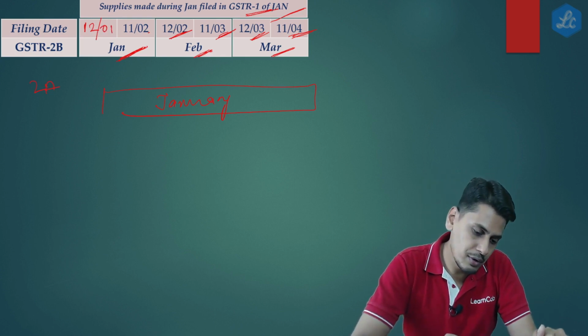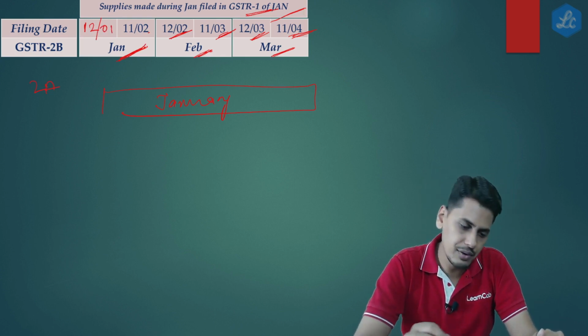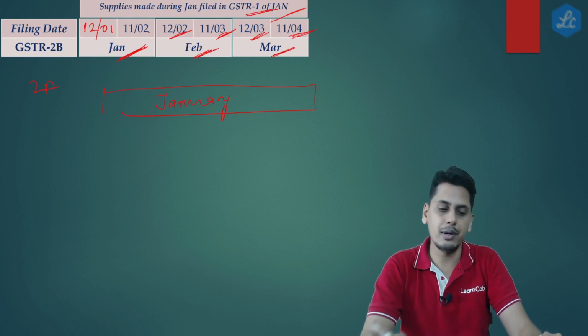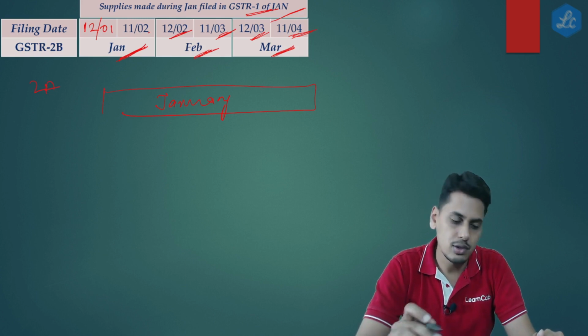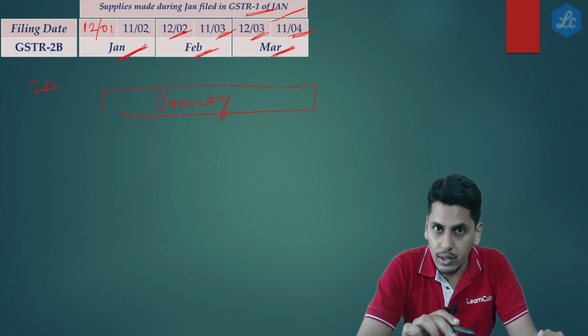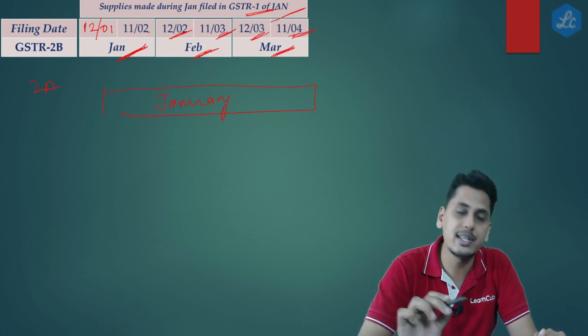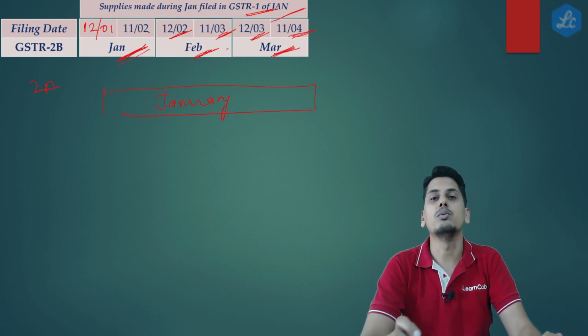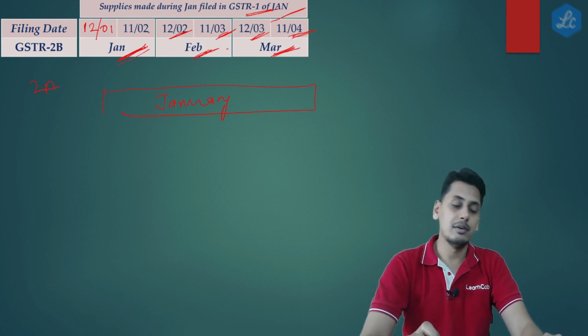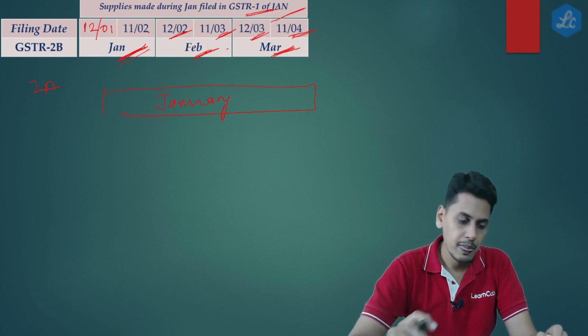So friends, for Jan month, it is 12th Jan to 11th Feb. For February month, it is 12th Feb to 11th March. For March month, it is 12th March to 11th April. So friends, if the uploading of this particular invoice is happening between these dates, then it would appear in this corresponding GSTR 2B. What difference does it make? Friends, it makes a lot of difference.